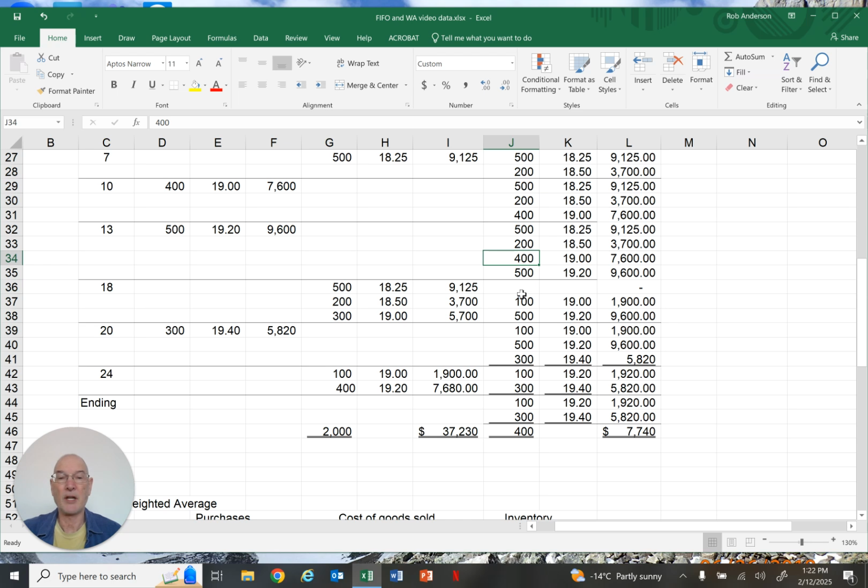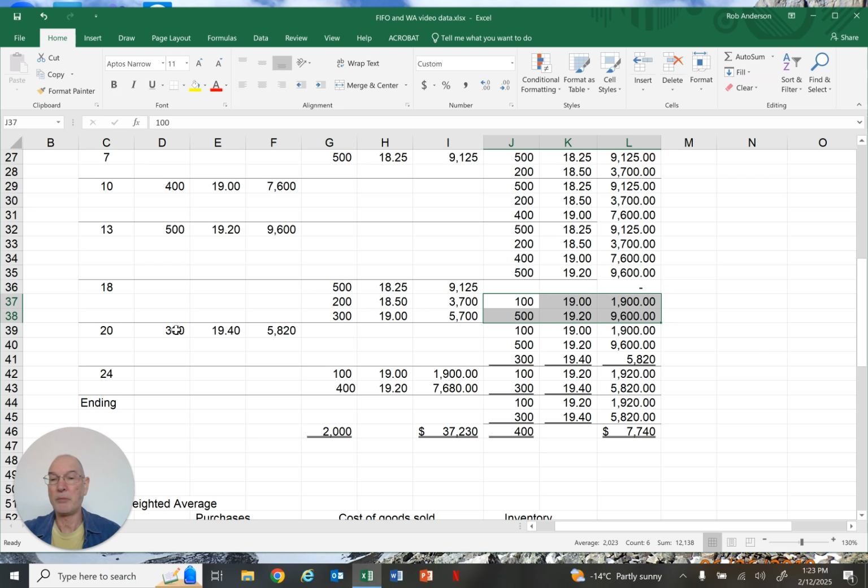And here's what we have left. Now this is a blank line. You might think, oh no, a blank line. Here's what we have left. We've used up the 500, 200, and 300 of these. There were 400, we used up 300, we have 100 left at $19, and we have our most recent purchase, 500 at $19.20 left. So these make up our inventory at this point in time. And you can see that we have been selling our oldest cost items and keeping in inventory our higher cost.